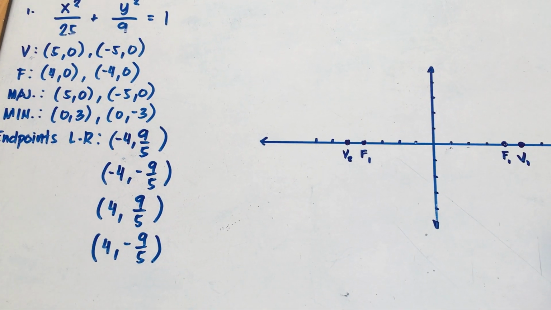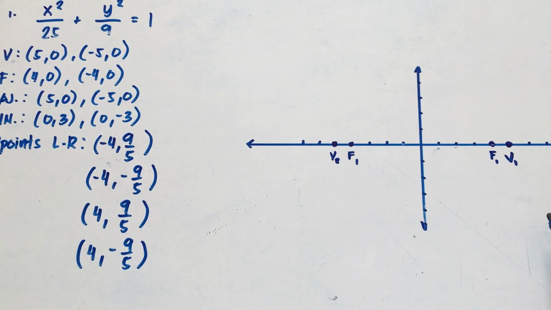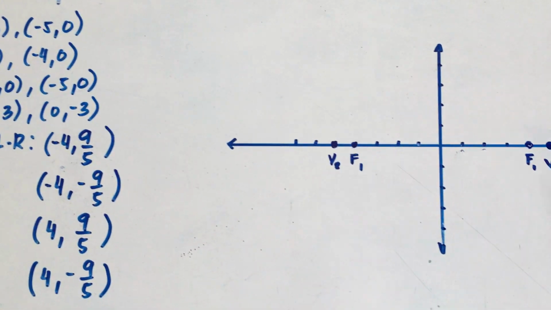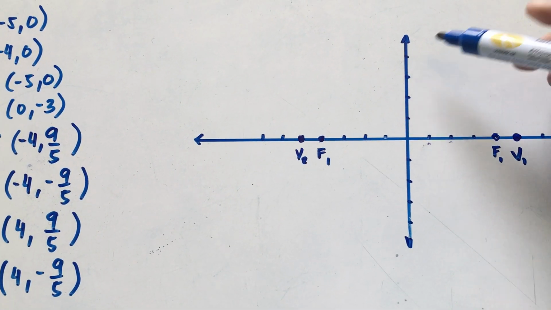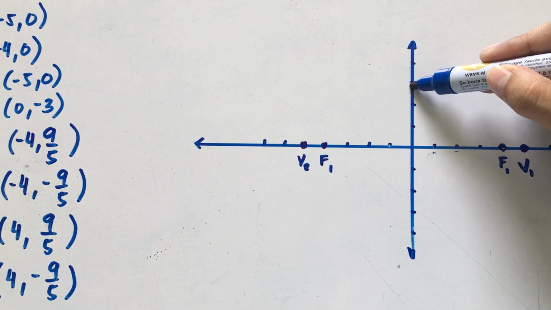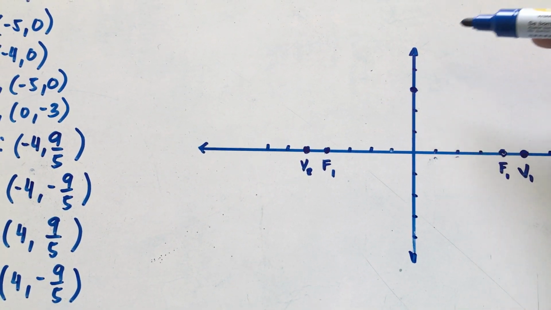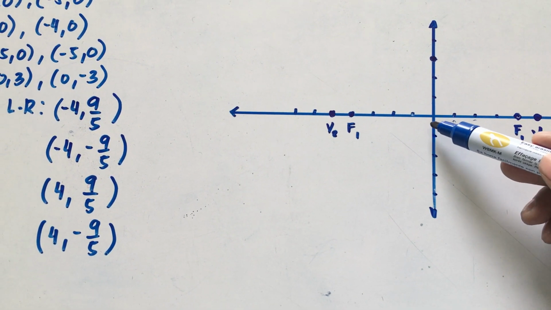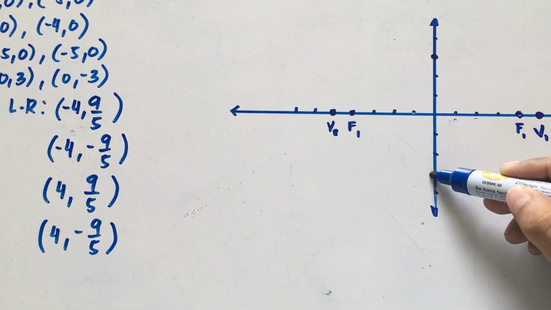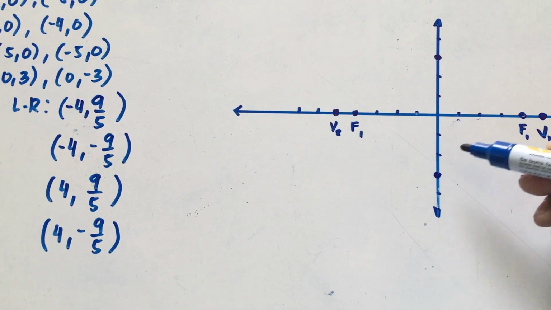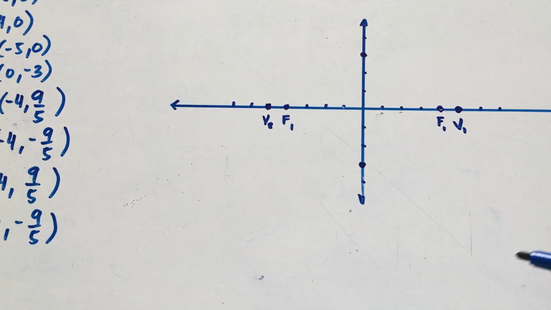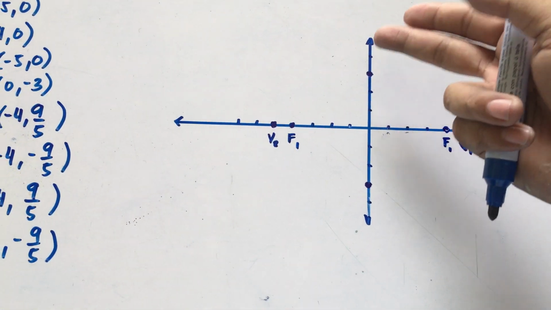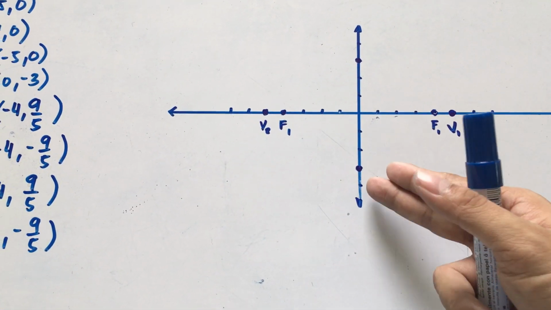The minor axis has the coordinates 0, 3 and 0, negative 3. So, in this case, the y-axis is the one. Okay? 0, 3 is 1, 2, 3. So, this will be your minor axis. And the other minor axis is 0, negative 3. So, 1, 2, 3. So, this is your other minor axis. You can refer to our notes, wherein you can identify your 0, b and 0, negative b.